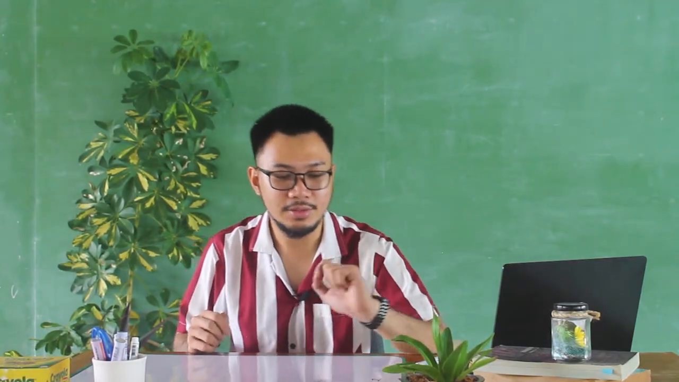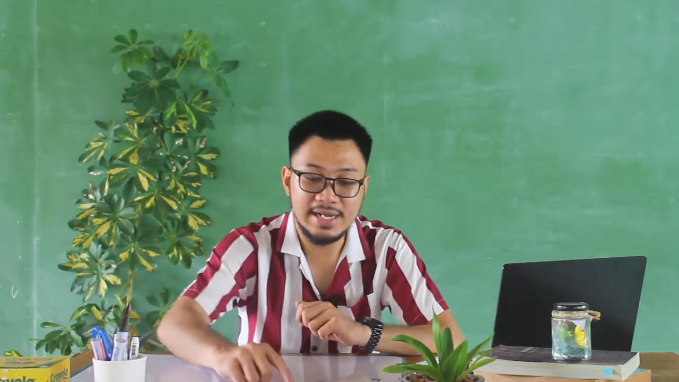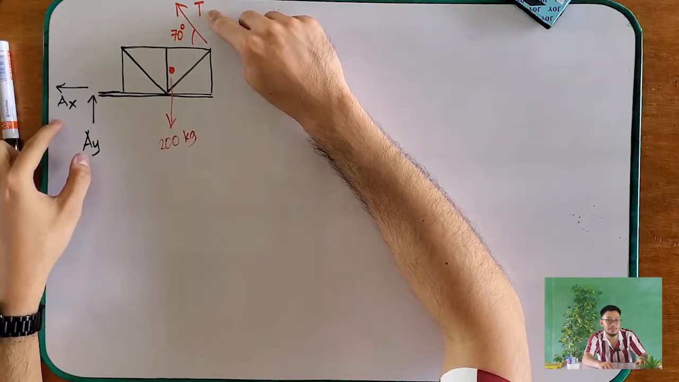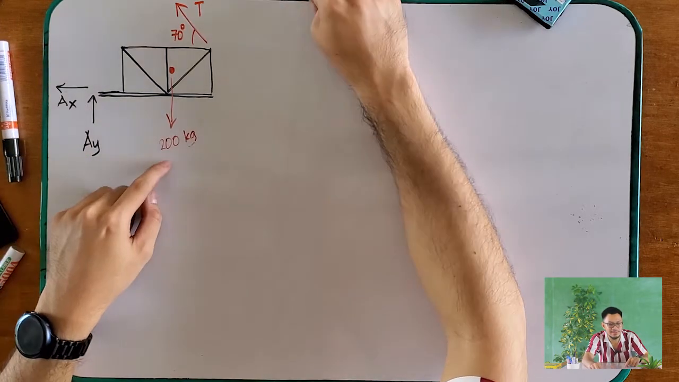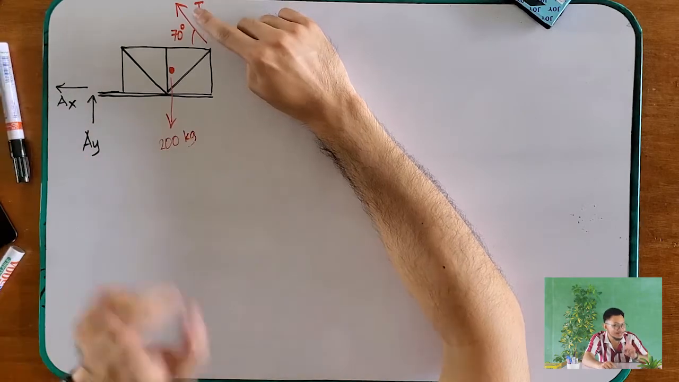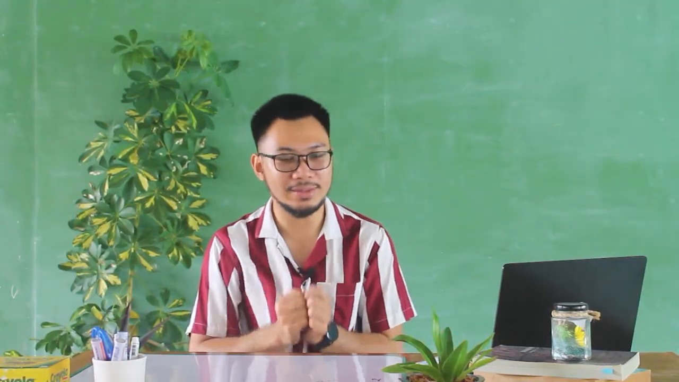Okay. So what we need to solve here are our T, our AX and our AY. Can we solve this one? Yes, we can. Okay, how can we solve that one? How can we solve this one?